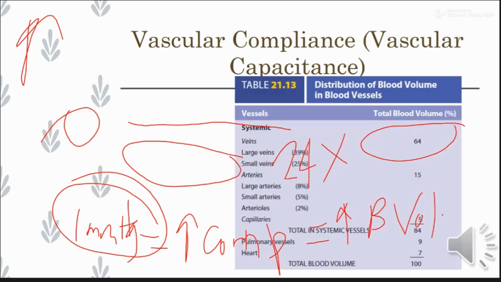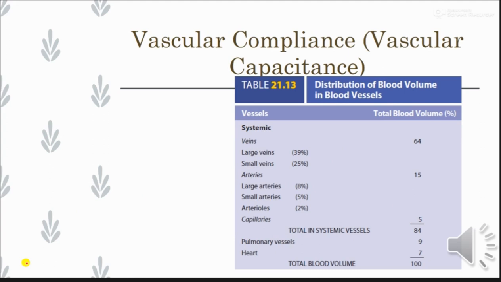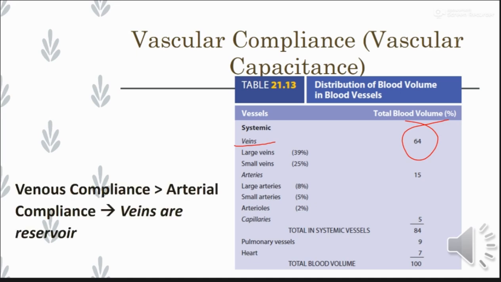This is a table showing the distribution of blood volume, how much blood volume is in our blood vessels, according to compliance. You can clearly see in the veins, 64% of the blood. Again, they have higher compliance.